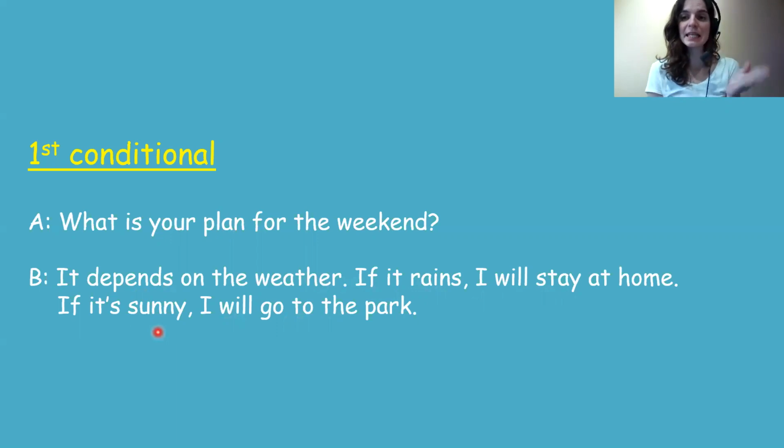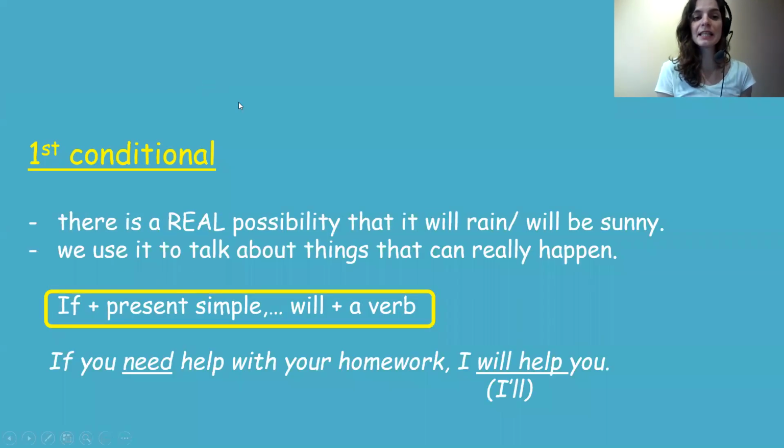As you can see, this conditional is basically used when we talk about things that can really happen. So there is a real possibility, for example, in that case, that it will rain, or there is a real possibility that it will be sunny, right? So we always use this first conditional when we talk about things that can really happen, or in other words, there is a real possibility that a certain thing will happen.